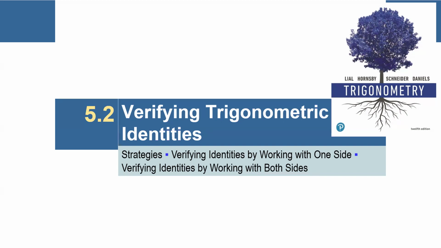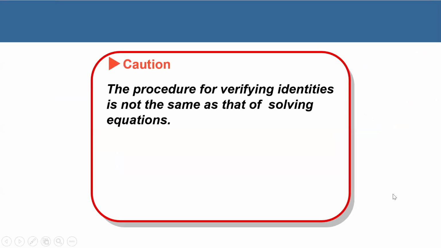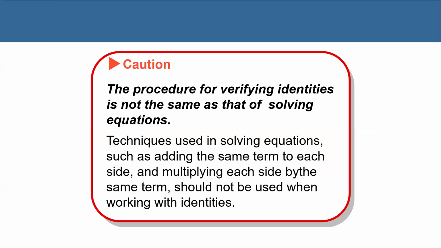How you solve or verify a trig identity may not be the same as someone else does. Just understand that all should come out to be the same in the end. The procedure for verifying an identity is not the same as that of solving equations. We're not solving for anything. We're just proving that the left equals the right and the right equals the left. We're not going to come out and say, this is theta. We just won't have a solution like that.